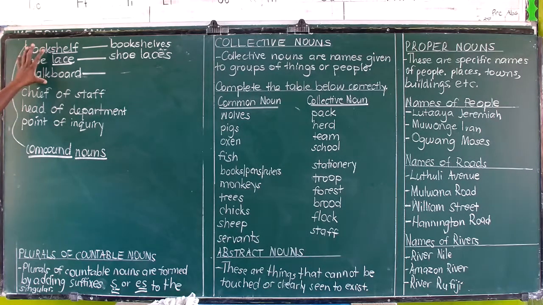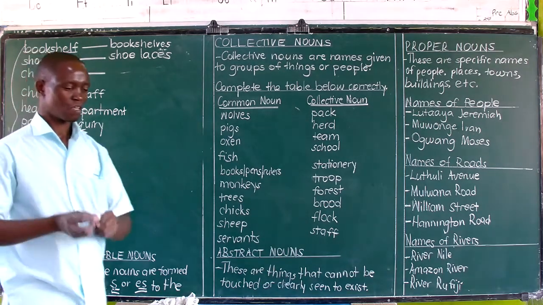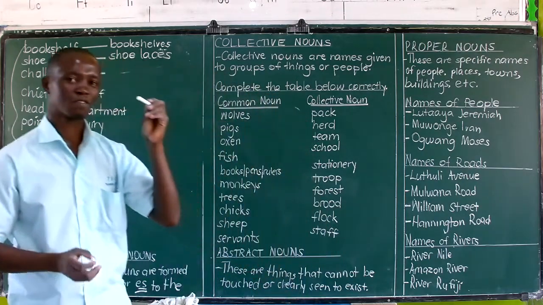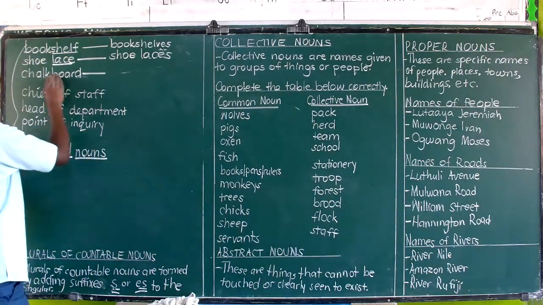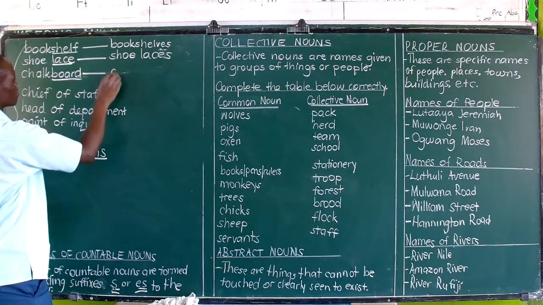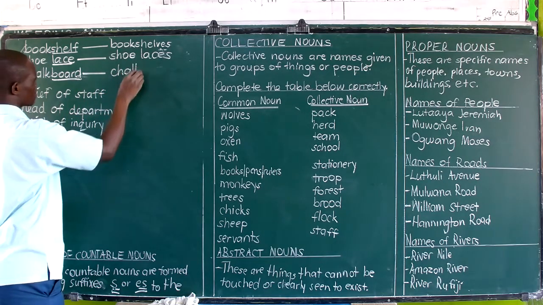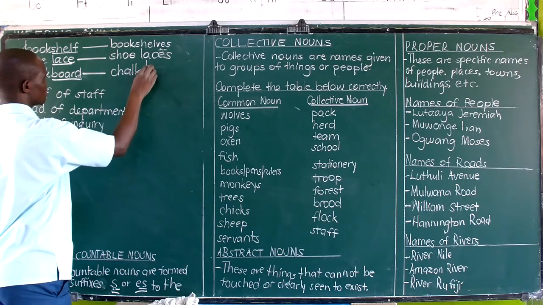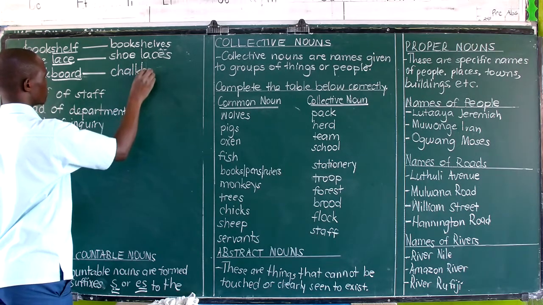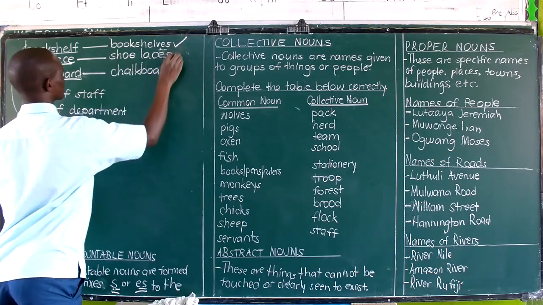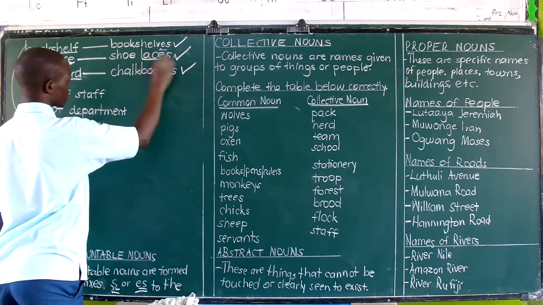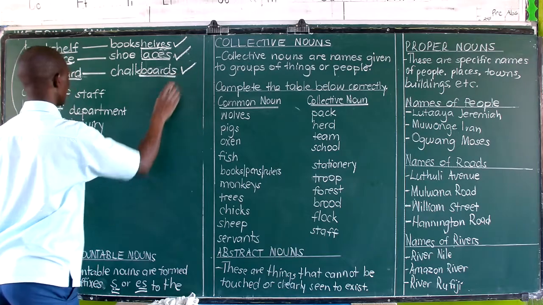Then chalkboard. When I tell you to go and touch the chalkboard, what do you touch? I have two things: I have chalk, I have the board. You will obviously touch the board. And therefore, the plural of chalkboard should be chalkboards, one word. And these are all correct because you pluralize with the keyword in that noun.